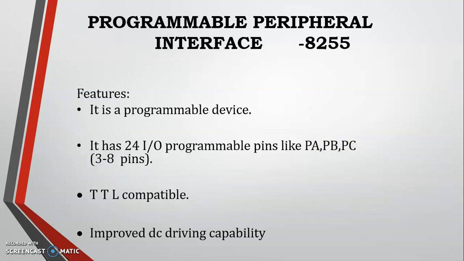Today's lecture we have to study the Programmable Interface IC 8255. This IC is called the Programmable Interface IC because by using it we connect input and output devices to the microprocessor. For example, we have to connect the keyboard or the printer to the processor. It is not directly connected. This IC 8255 plays a very important role in connecting the IO device to the microprocessor.